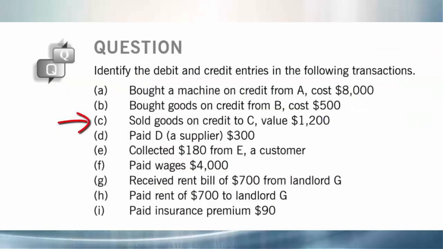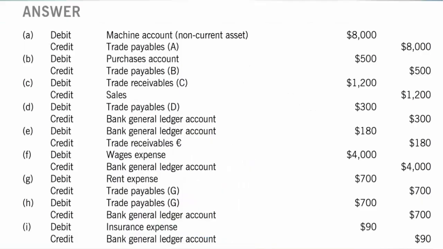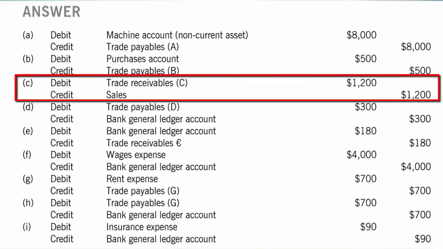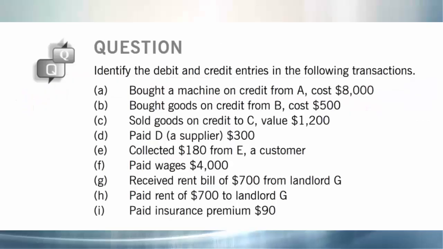Transaction C. Sold goods on credit to C, value $1,200. Explanation: the business sold goods, creating revenue. This increases the sales account, which is recorded with a credit entry. Since the customer, C, hasn't paid yet, they owe the business money. This is an asset, trade receivables account, which increases with a debit entry. Entry: debit trade receivables account C for $1,200. Credit sales account for $1,200.